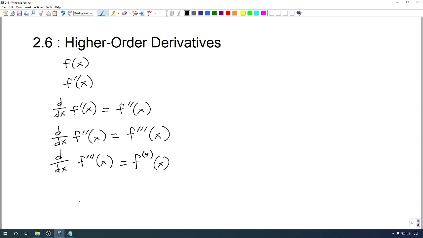In general, we have the higher order derivatives. Which derivative we're talking about here is called the order. So the first derivative is order 1, second derivative is order 2, and so on and so forth. So if we're talking about order n, or nth order derivatives, we put f to the parentheses n of x. And we can do this for any positive integer n.